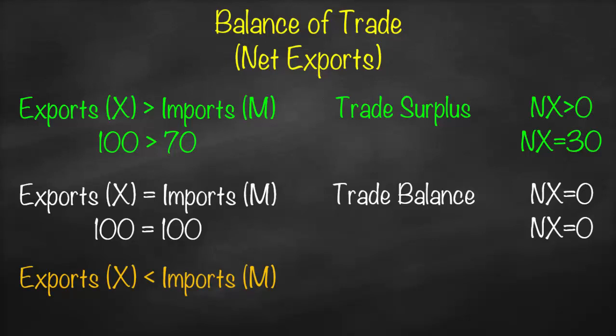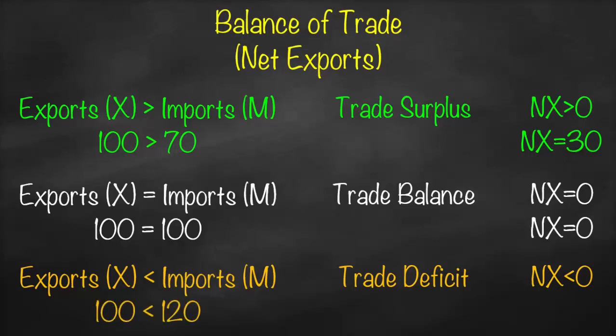The third scenario is our exports is lower than imports. So this means that we have a trade deficit. Consequently, our net exports will be negative, lower than 0. Let's get a numerical example. If our exports is 100, our imports is bigger, which is 120. Therefore, 100 minus 120 will give us negative 20. So our net exports will be negative 20, which is negative.